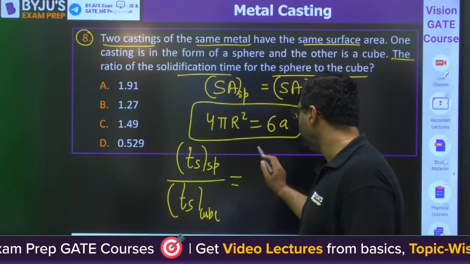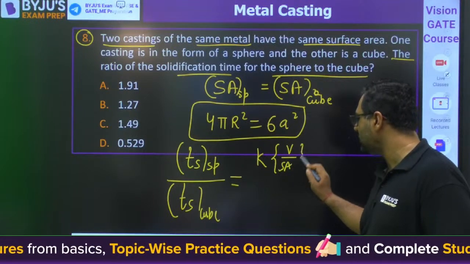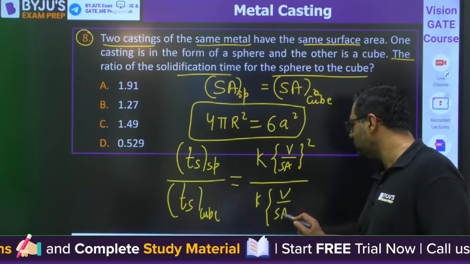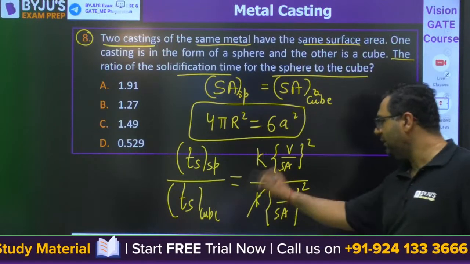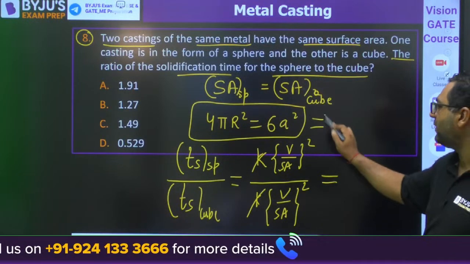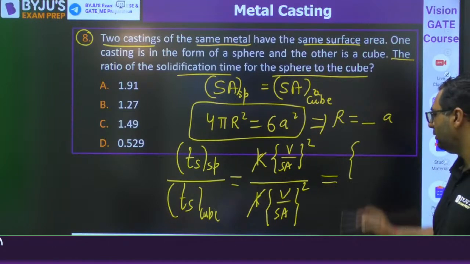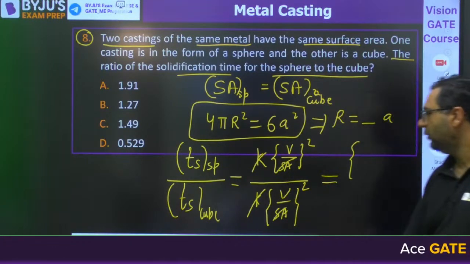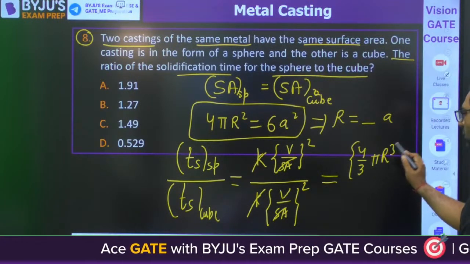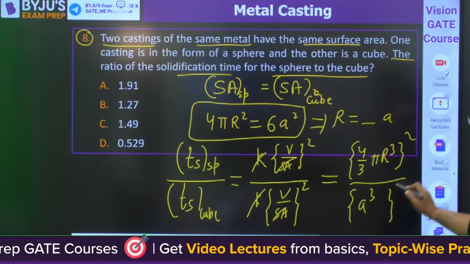So you would have K times (volume by surface area) whole square. K will get cancelled out. Surface areas are equal, but from that you will get the relation of r and a, and you need to use that here. Surface area will get cancelled out. Volume of sphere is 4 by 3 pi r cube, volume of cube is a cube. Put the value, get the answer.